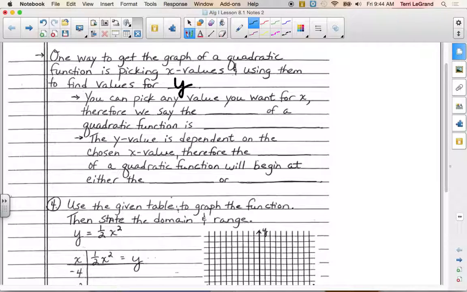So you substitute an x value into the function, and your output should be a y. You can pick any value you want for x. Now, what do I mean by that? Well, let's just look at our standard form, y equals ax squared plus bx plus c. Can you think of any number that you could not put in there? In other words, it would become undefined. What's one thing we can't do?